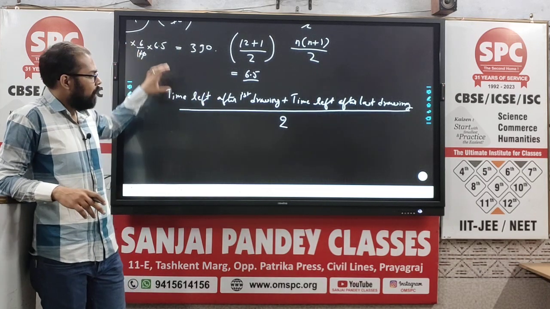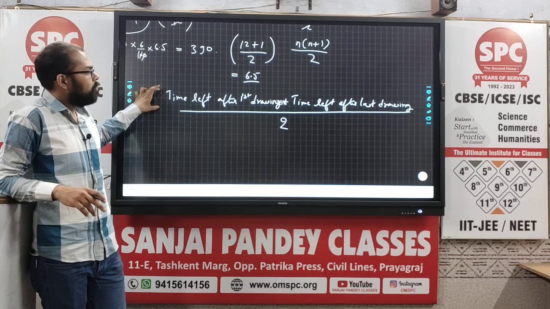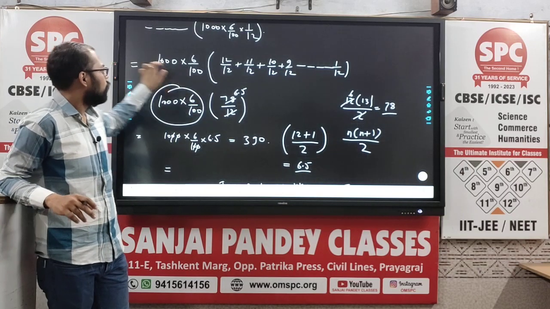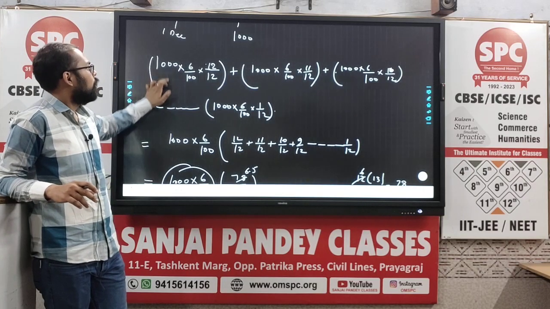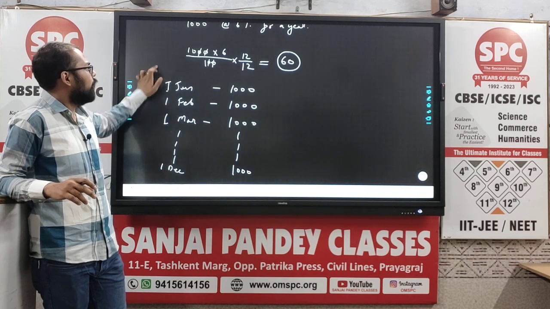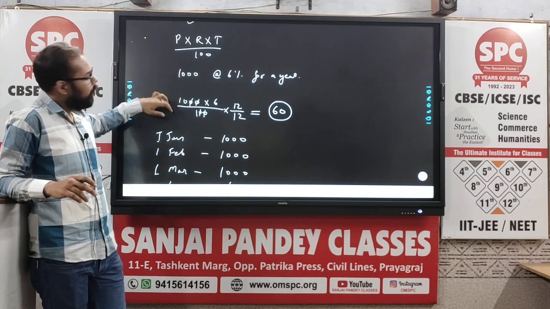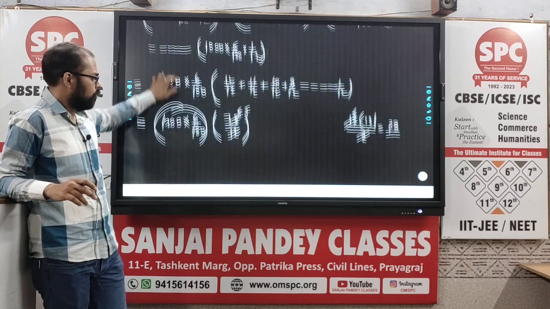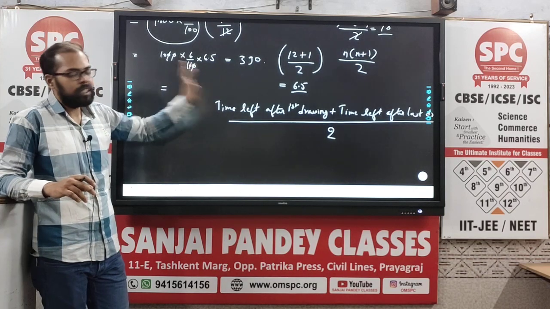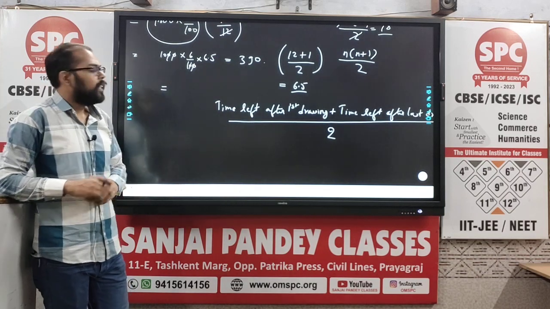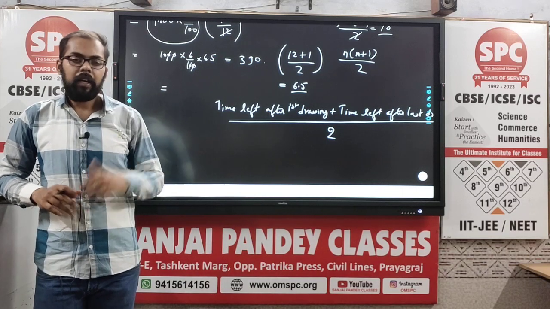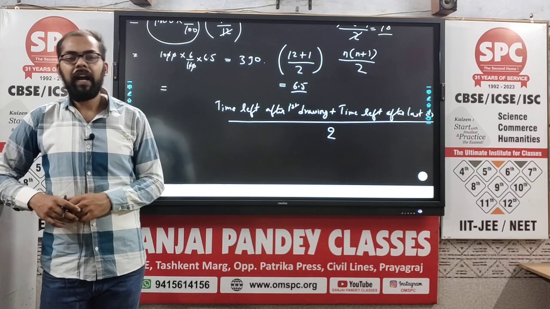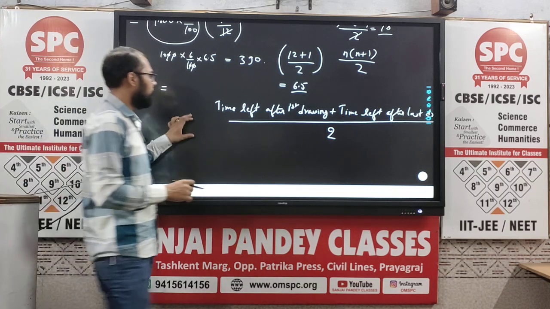I have done all this calculation just to clarify the concept. The concept is coming from the same rule, P into R into T by 100. That is the basic rule that is applied here. But in order to shorten our calculation and to make the calculation faster, we have deduced this formula. But this formula is only applicable in case the amount is the same, and it is drawn frequently at equal intervals of time. Fine.